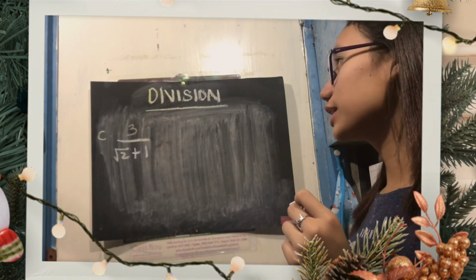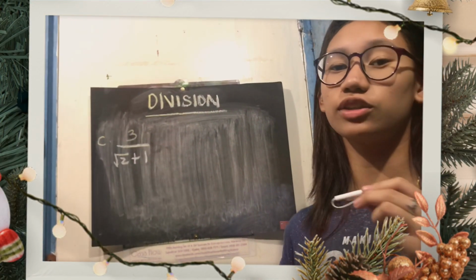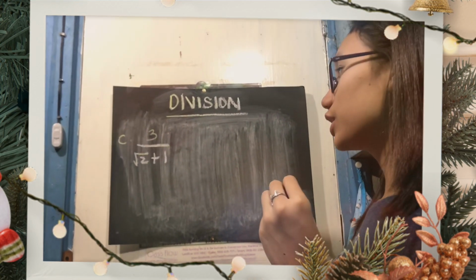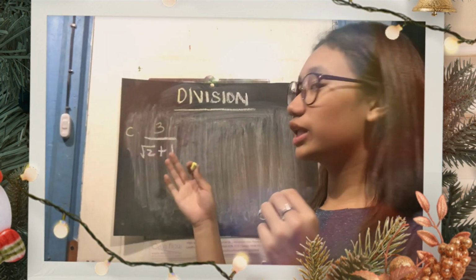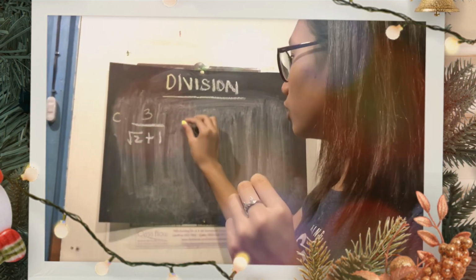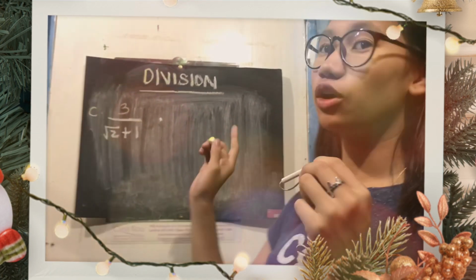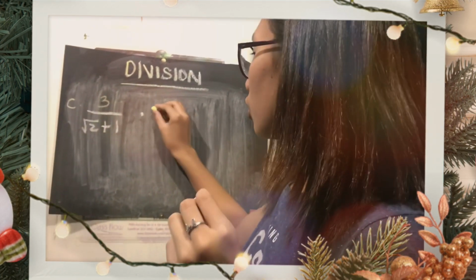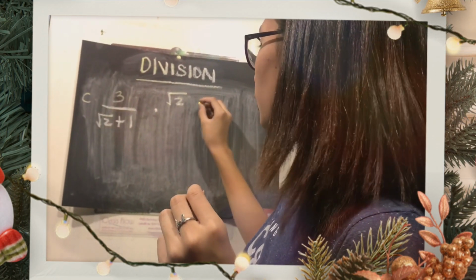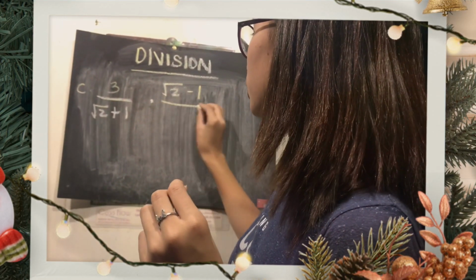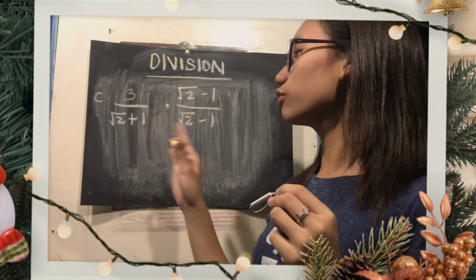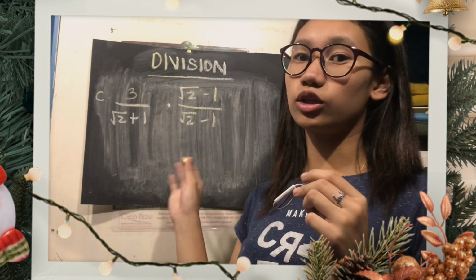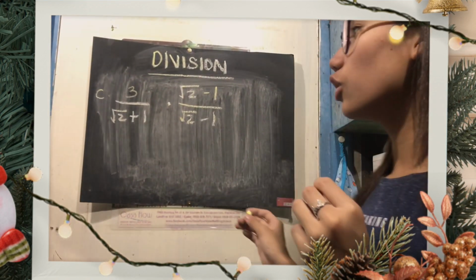Now, let's proceed to our last example of dividing polynomials containing radicals. Here, we have a given 3 divided by square root of 2 plus 1. As you can see, we have here a binomial. Here, we need to multiply it by its conjugate. It is written as square root of 2 minus 1 over square root of 2 minus 1, because the conjugate of square root of 2 plus 1 is square root of 2 minus 1; we need to change the operation or the sign.